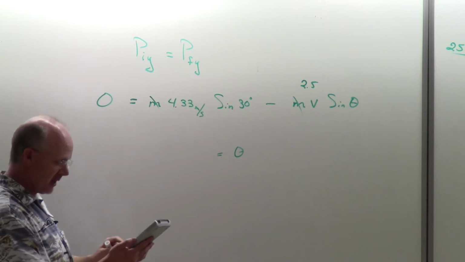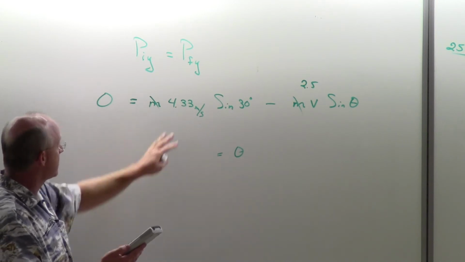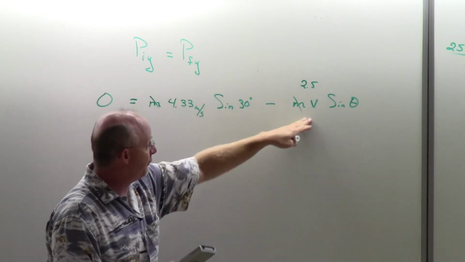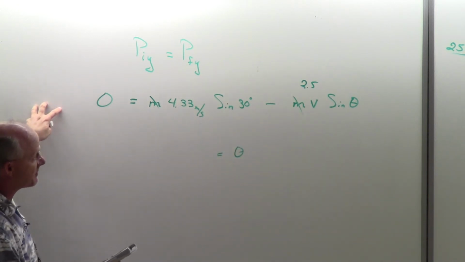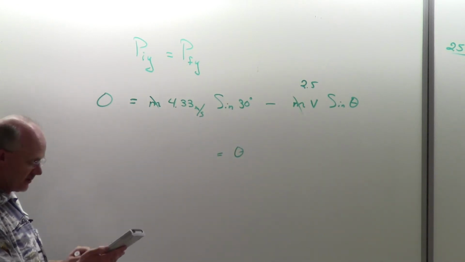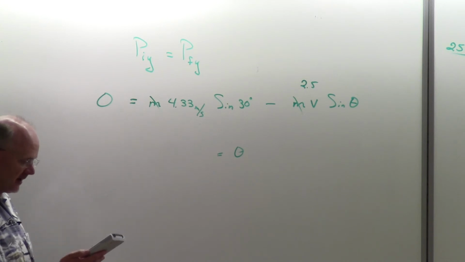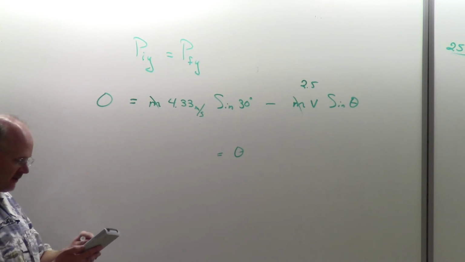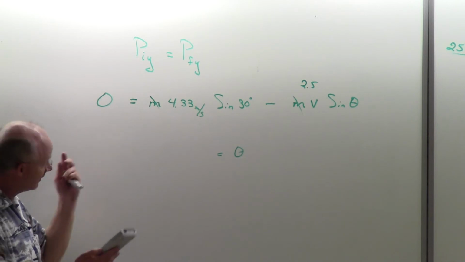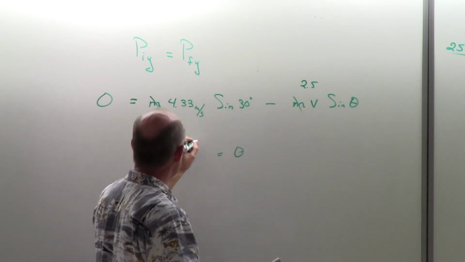4.33 times the sine of 30 degrees, so that's this one. I'll move this to the other side, so now it's positive. Then I will divide it by 2.5. Then I will take the inverse sine of that, and good. That one comes out to be 60 degrees too.